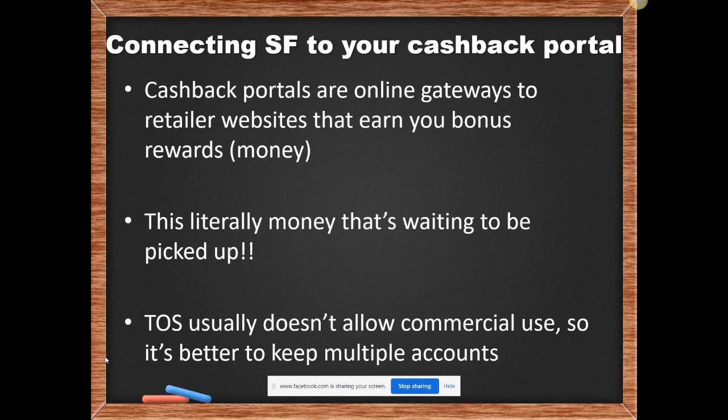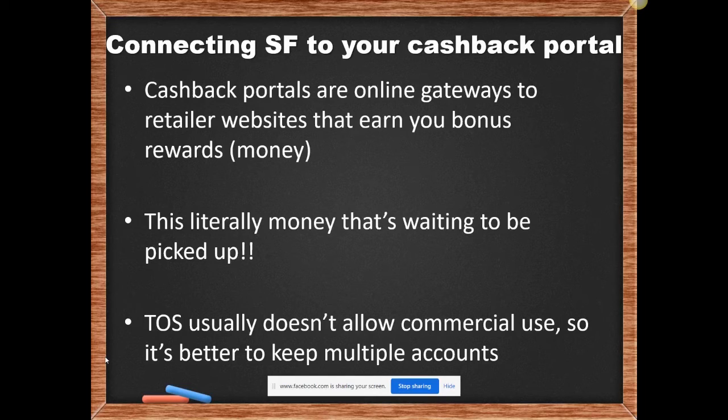So you only had to get to the retailer through the cashback. Okay, this is why it's called a cashback portal. Now a quick tip for you that I've learned the hard way. The terms of service of this cashback don't allow commercial use. So it's better to just keep multiple accounts.